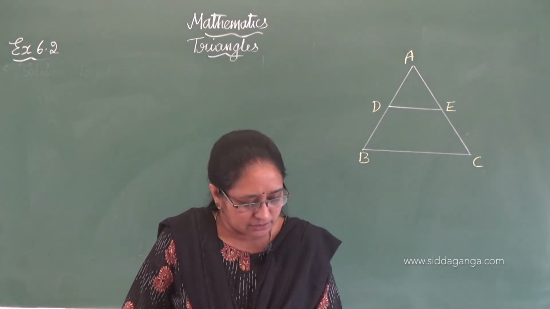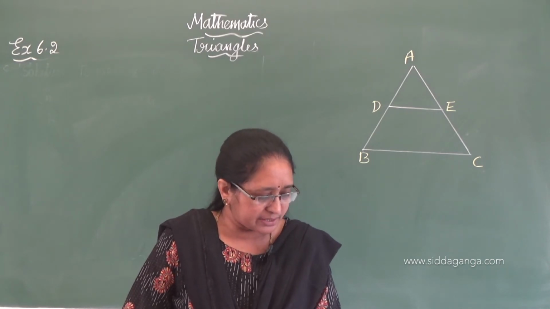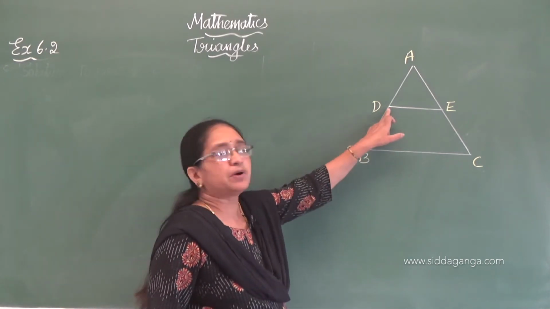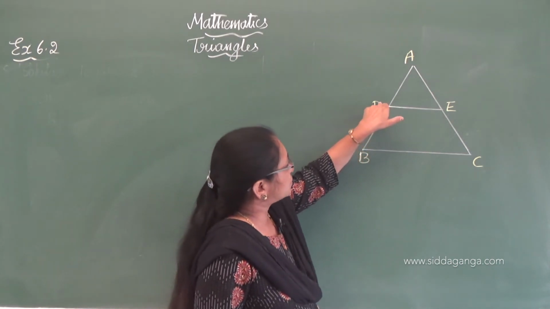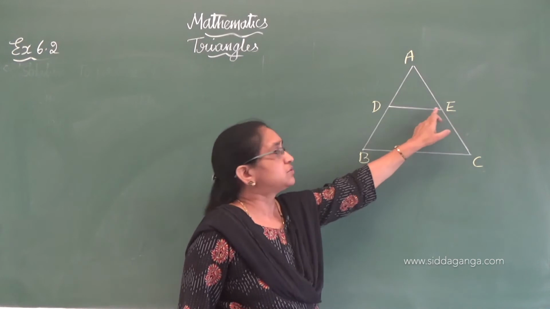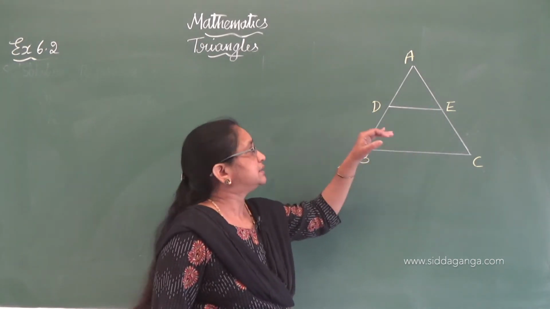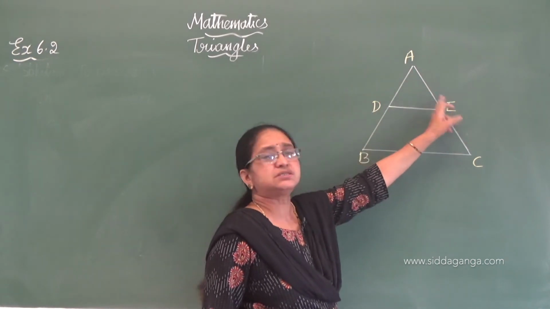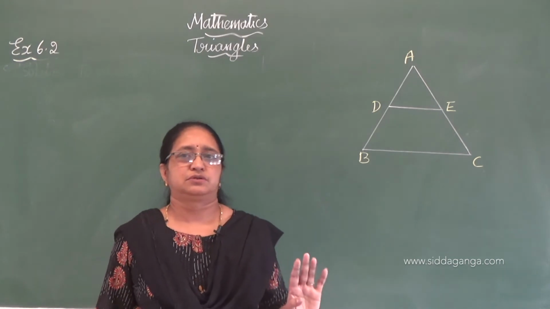Prove that the line drawn through the midpoint of one side of a triangle. See, this is the midpoint. D is a midpoint here. They have given D is a midpoint, and the line drawn through it is also parallel to another side of the triangle. Then it will divide the other side in equal ratio. I hope it is clear.